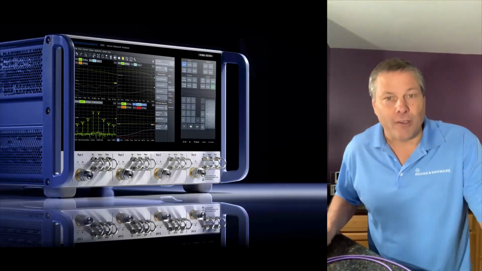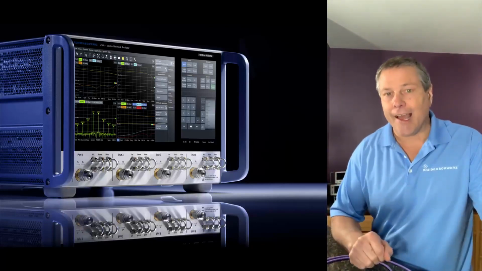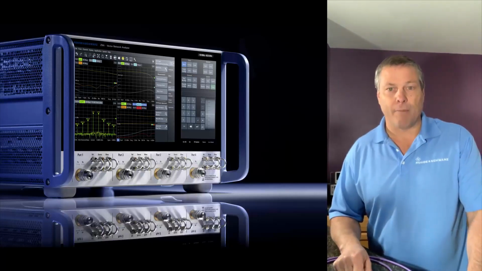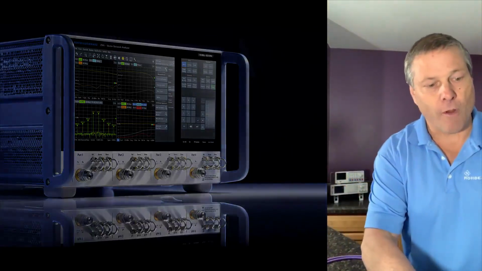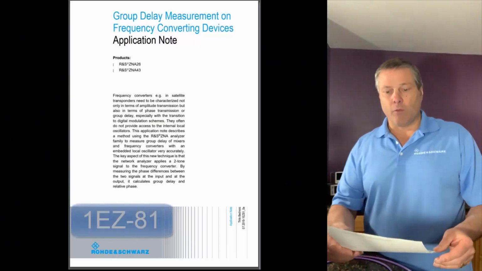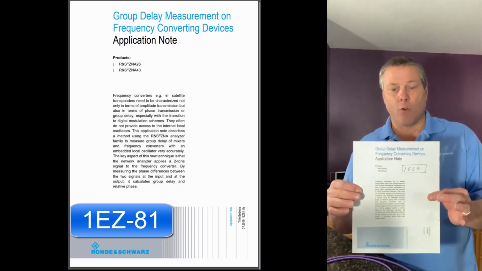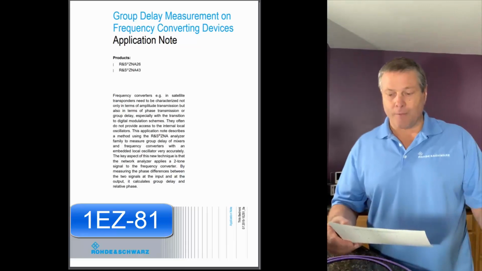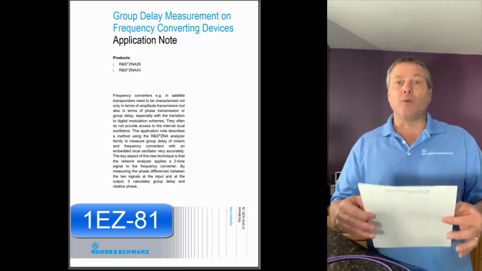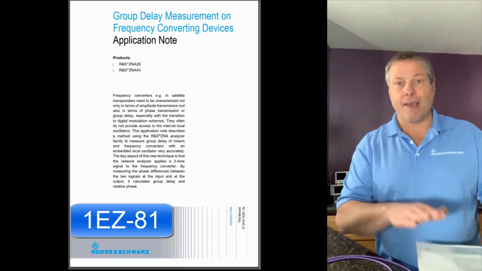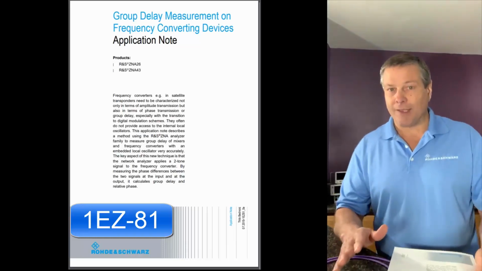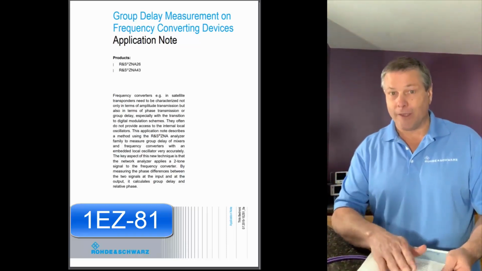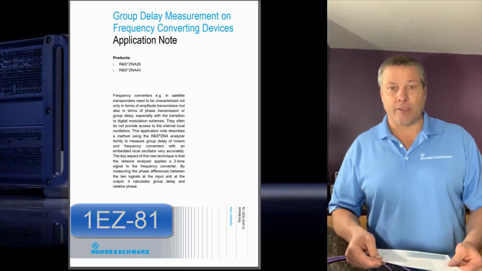And the technique I'm going to use is called option K9. It's a two-tone technique for measuring group delay on devices with embedded local oscillators. For more information on this technique, you can refer to the application note from Rohde & Schwarz. It's number 1EZ81, titled Group Delay Measurement on Frequency Converting Devices, and it goes into all the details behind the measurement, how the technique works, and how to optimize things. But we don't want to read the application note today. We want to cover it in videos, and that's what I'm going to cover in this series of 10 videos.